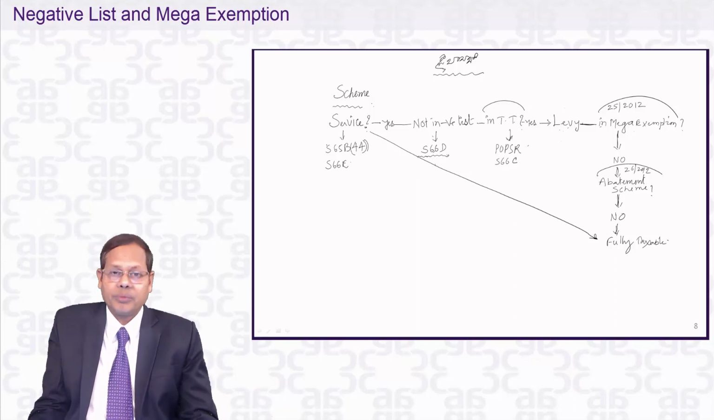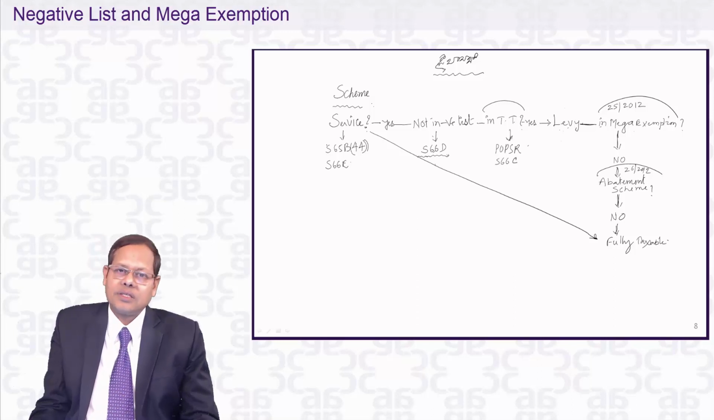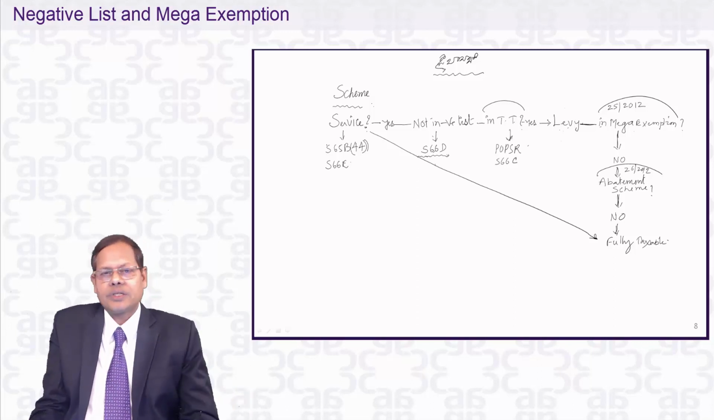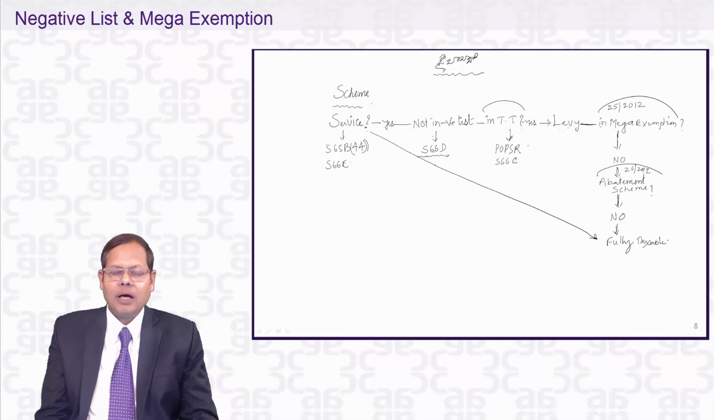For example, foreign diplomatic missions which provide some services, they are in the negative list. But what about the services that they receive, if they happen to receive, that you have to check through mega exemption. And sometimes a particular service is taxable, not in mega exemption, because mega exemption means fully exempt. Not in mega exemption means taxable and tax liability is there, but if it falls under abatement scheme, some reduction is there. So taxable value is reduced by the percentage of abatement.